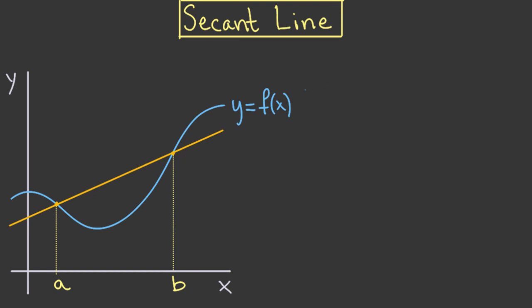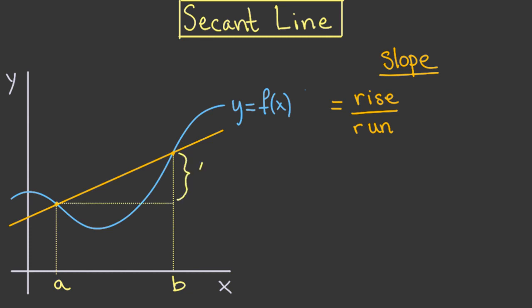Now, a natural question that we can ask ourselves is, what is the slope of this line? From your other math classes, you may remember that the slope is defined as the rise over the run. So let's go ahead and identify the rise and the run on our graph. This vertical distance here is the rise, which we write with this symbol, delta y.